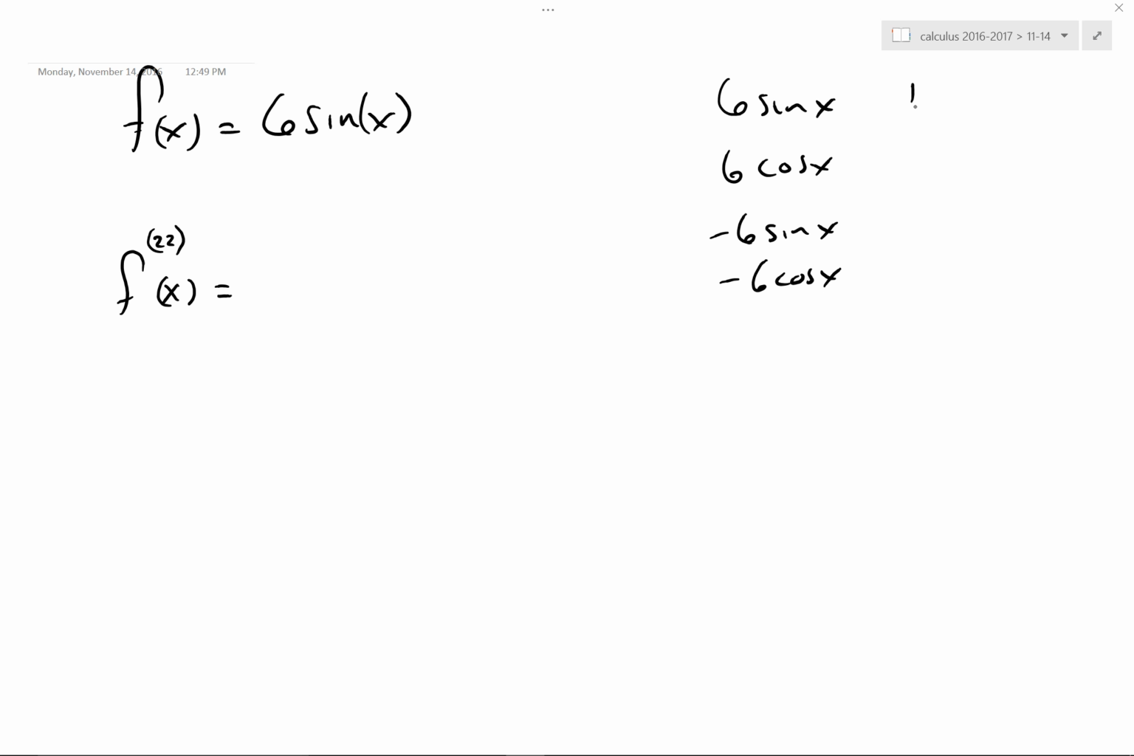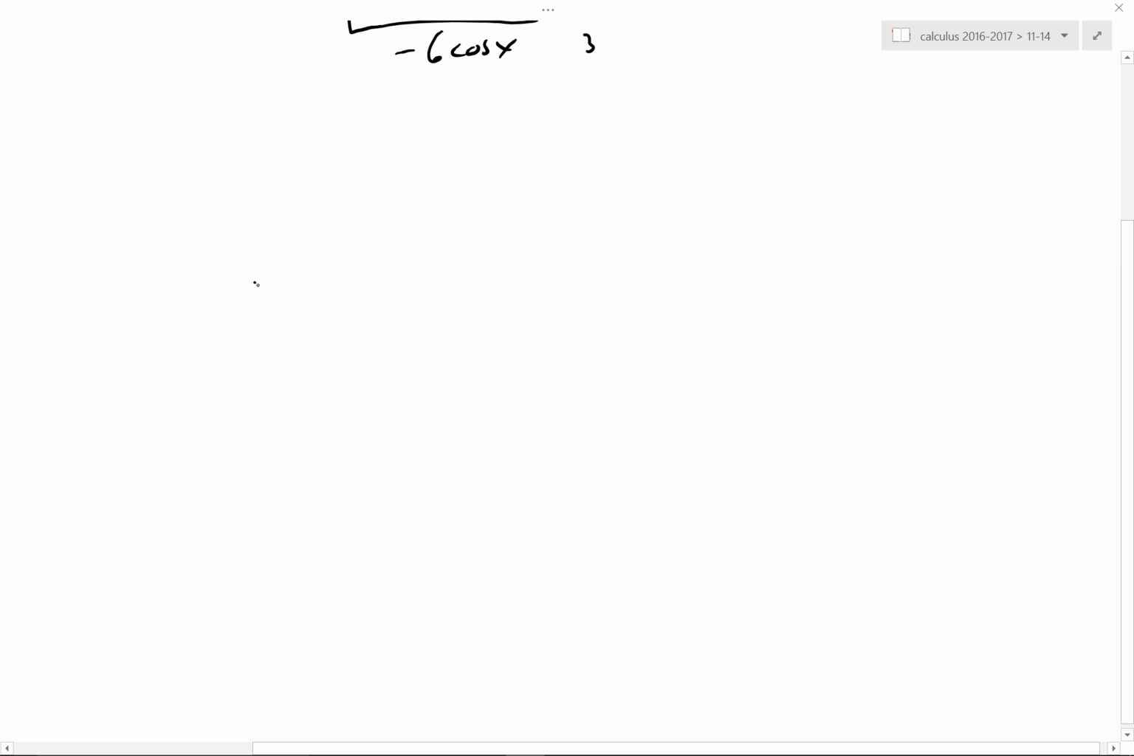This is the original function. So first, second, third derivatives, fourth, fifth, sixth, seventh, 8, 9, 10, 11, 12, and so forth. So every multiple of 4 we're going to have an issue, yes? So the 20th would put us back up here. That would be the 20th derivative. So the 22nd would be this fellow.